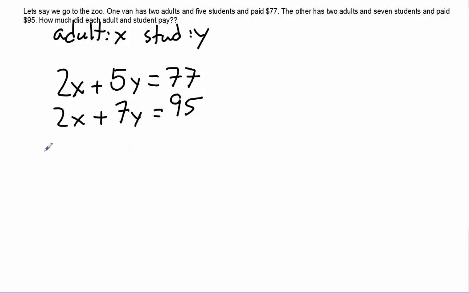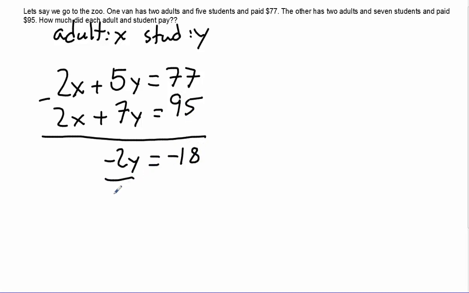Now, this one is set up nicely to solve using elimination. So what we can do is, right off the bat, eliminate our x's. Because it's 2x and 2x, no manipulation has to be done. Since they're both positive, we're going to subtract to eliminate them. 2x minus 2x, 0x. I'm not going to write it. 5y minus 7y is a negative 2y. And 77 minus 95 gives us a negative 18. Divide by negative 2.